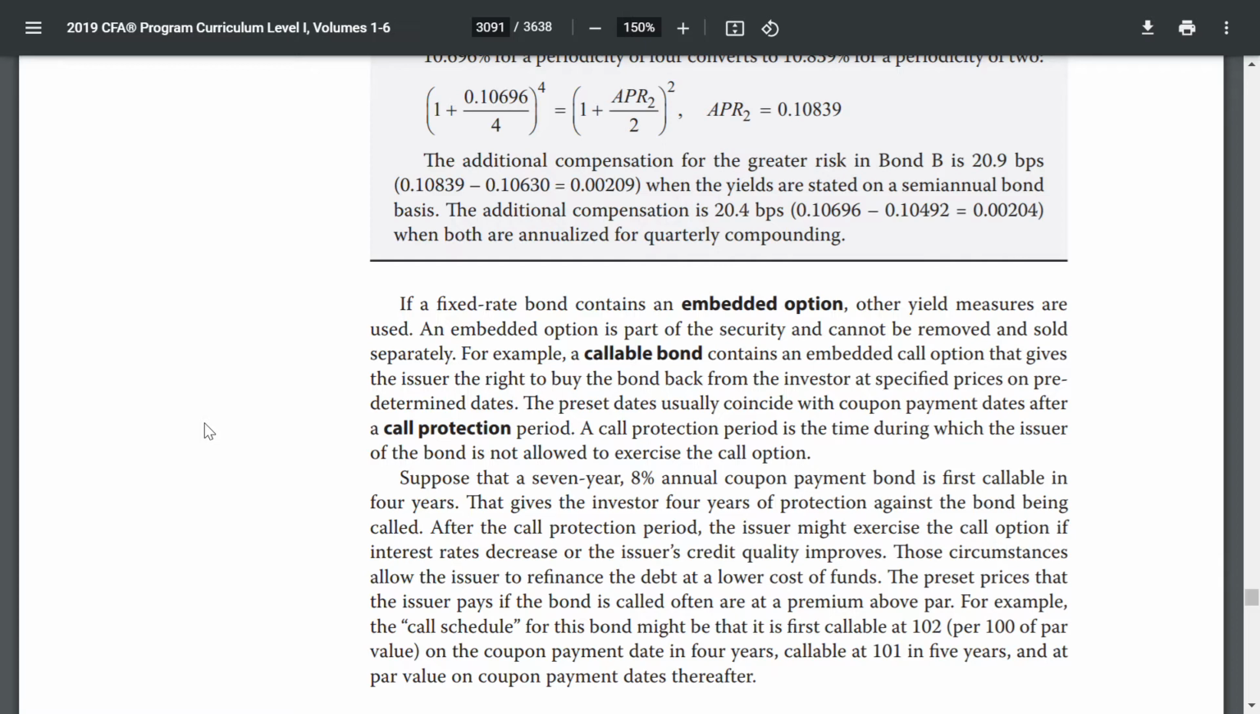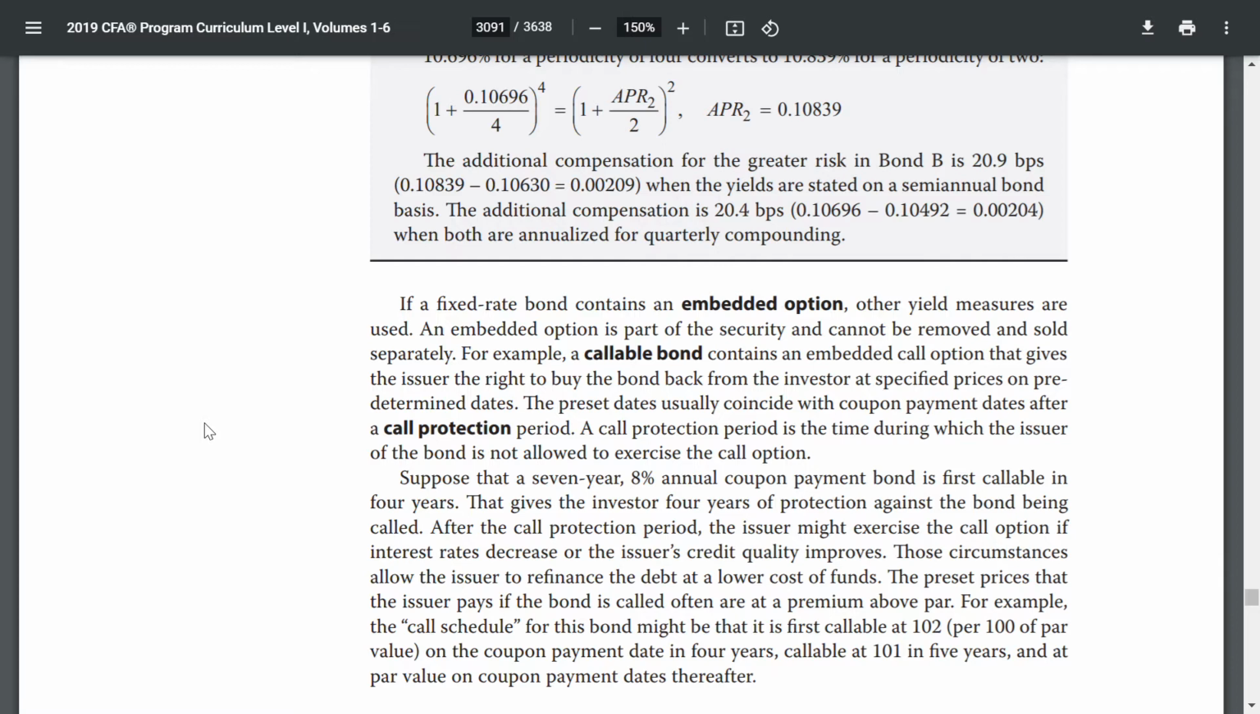If a fixed rate bond contains an embedded option, the yield measures are used. The embedded option is part of a security and cannot be removed and sold separately. For example, a callable bond contains an embedded call option that gives the issuer the right to buy the bond back from investors for a specified price on predetermined dates.